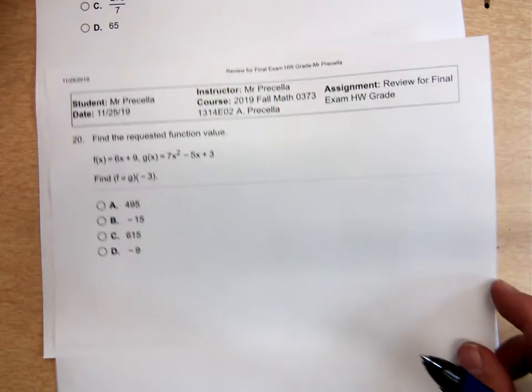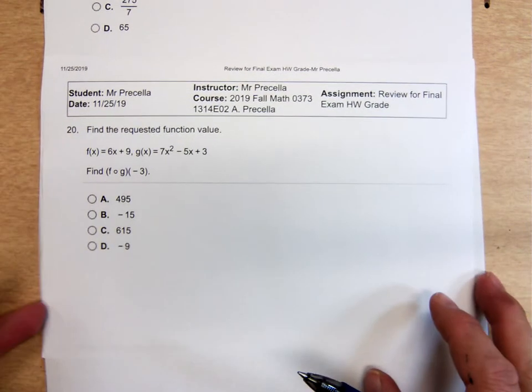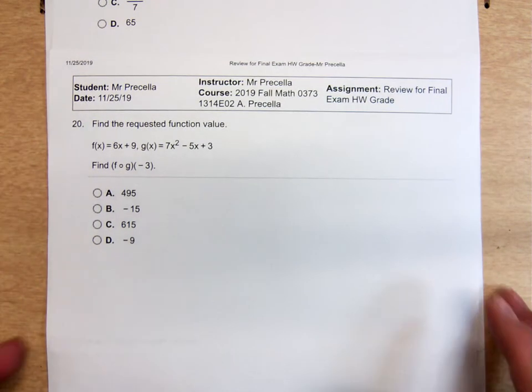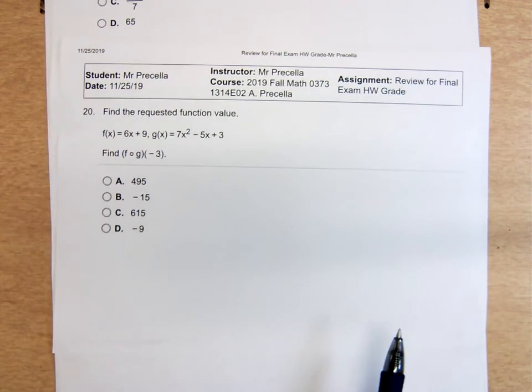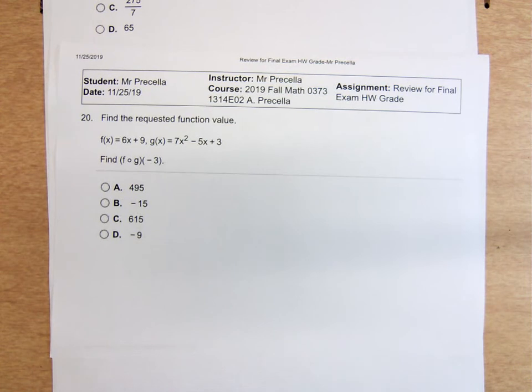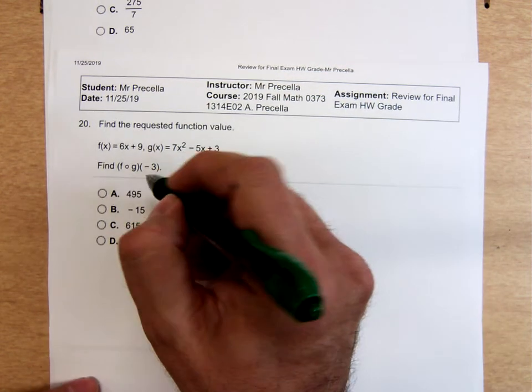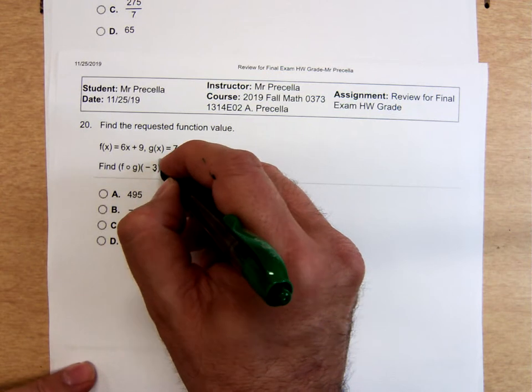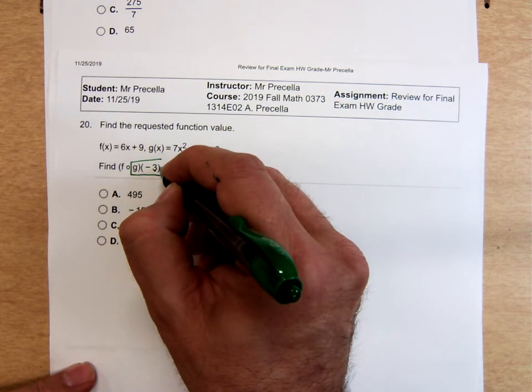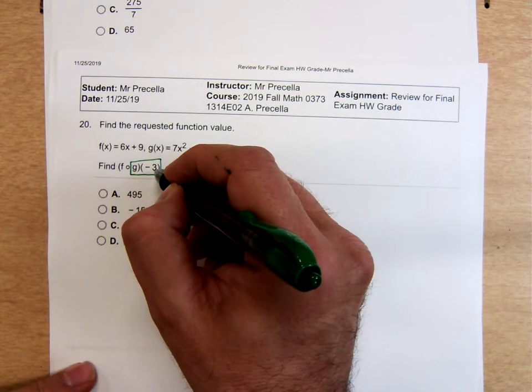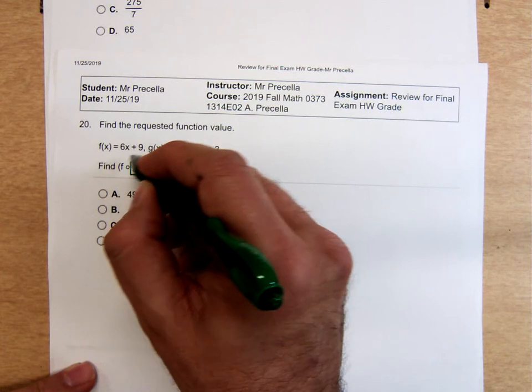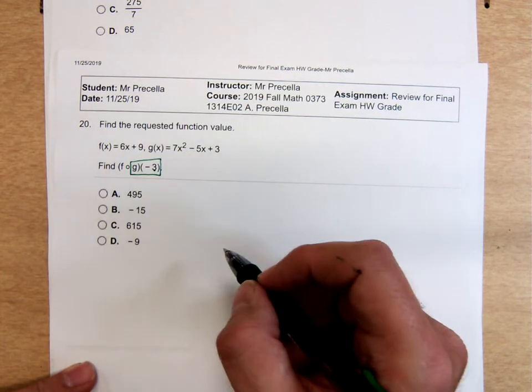Says same type of problem. Says find f∘g of -3. Well, in words, what are we going to do? Take the -3, plug it into g. Then take that answer, plug it into f. So I'll start off by plugging the -3 into the function g.